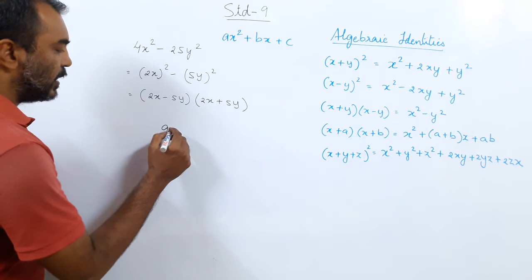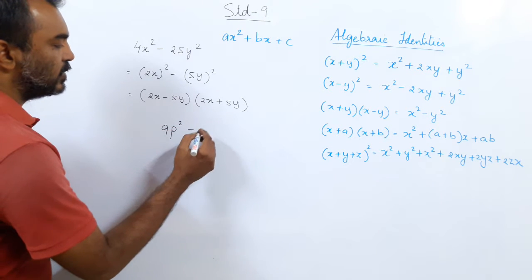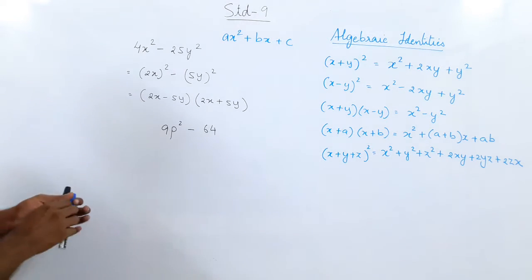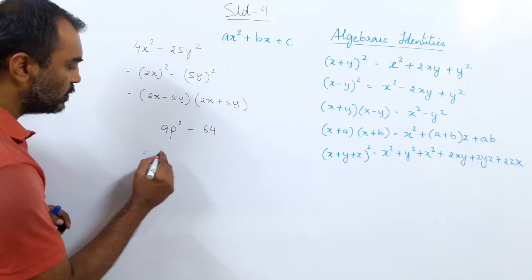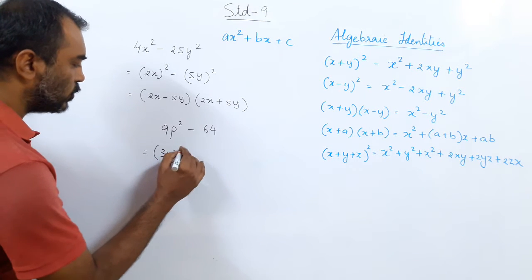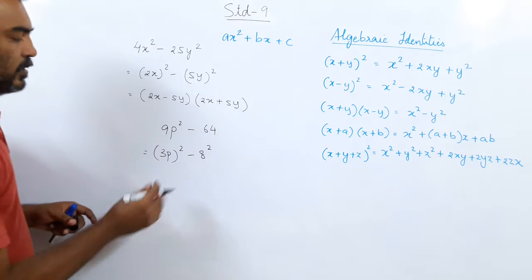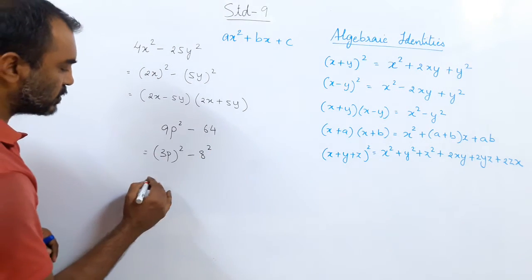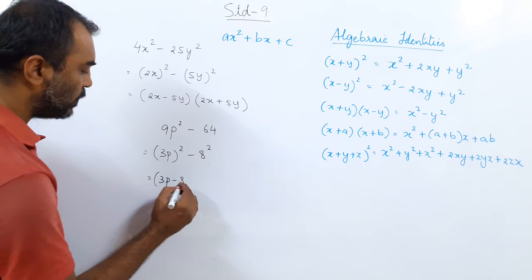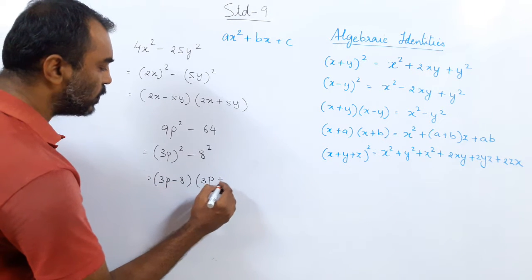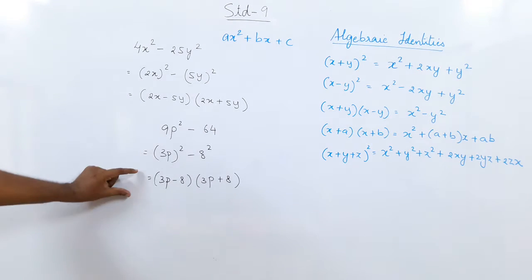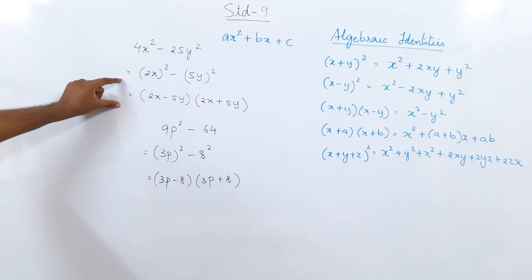Let us say 9p square minus 64. Now 9p square minus 64 can be written as 3p the whole square minus 8 square. Again, this is a square with a minus in between. The minus is very important. You cannot have it for the plus. So the factors are 3p minus 8 into 3p plus 8. Right? So this polynomial gives us these factors.